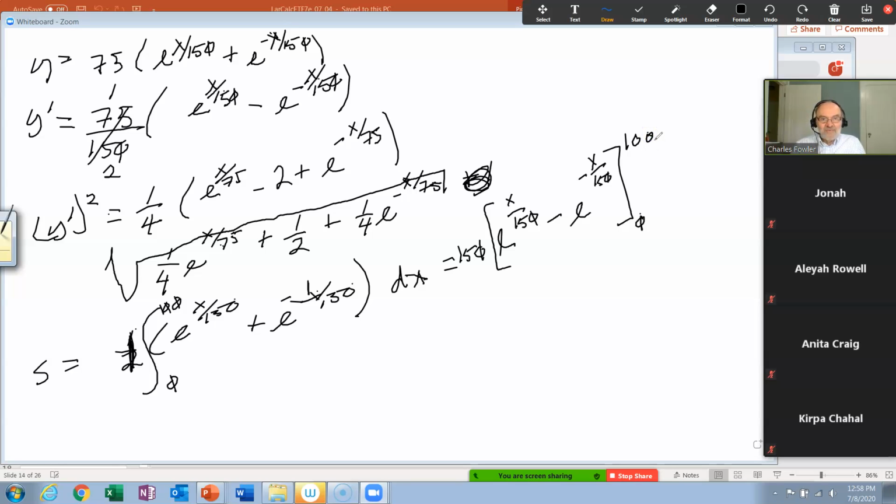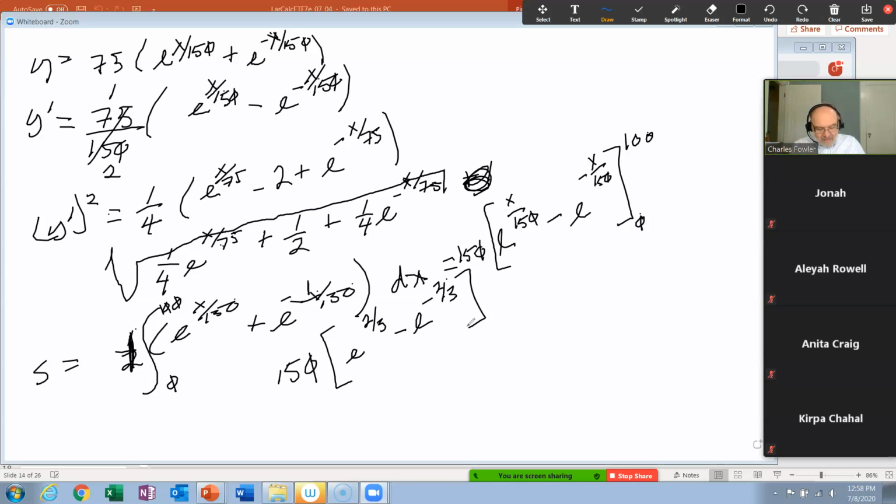I'm not going to mess with the slashes. They're not drawing anyway. Okay. Wow, so this gives us 150 times e to the 2/3 minus e to the minus 2/3. Okay, and then we'll do a minus 0 when you plug in a 0.